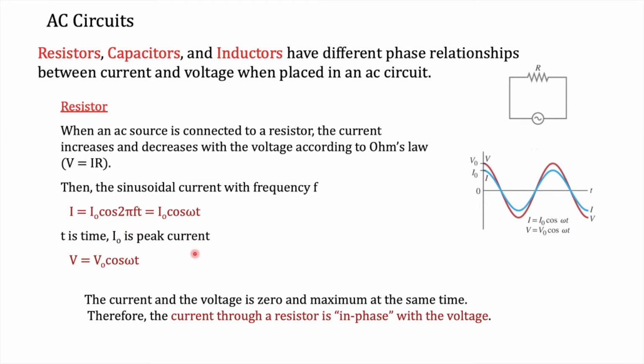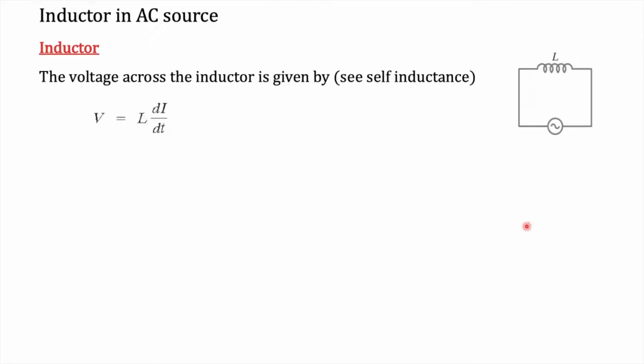When you have a resistor in an AC source, the current and voltage are zero and maximum at the same time. In this case, they are said to be in phase. So the current through a resistor is in phase with the voltage. As you can see here, they reach the minima and maxima at the same time.